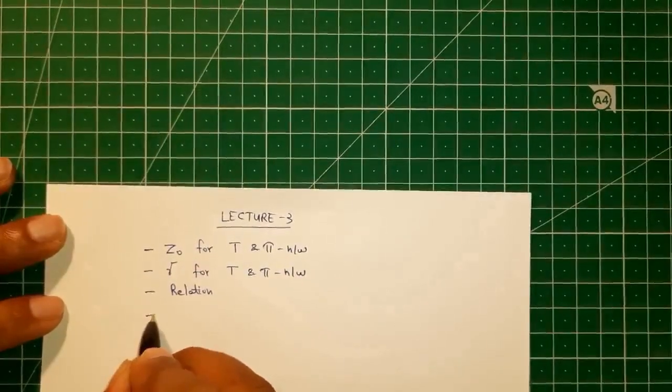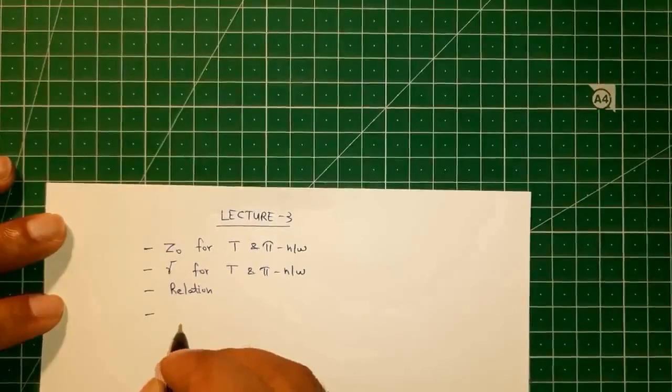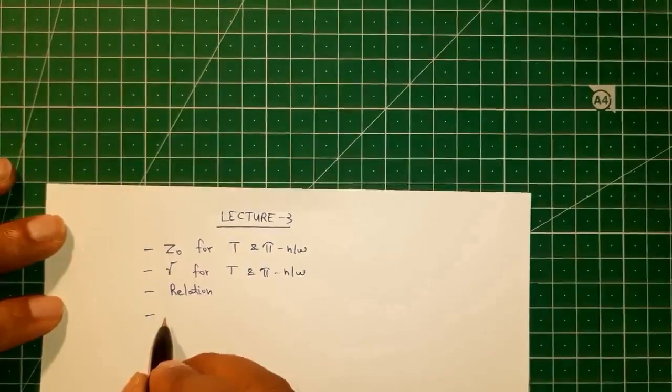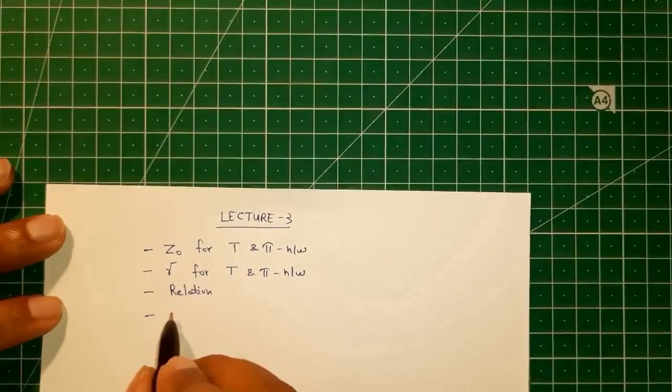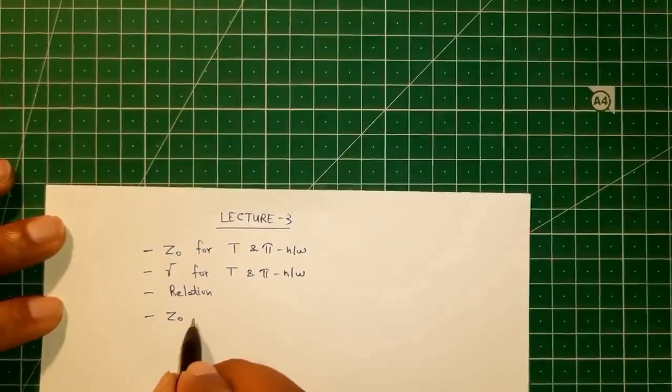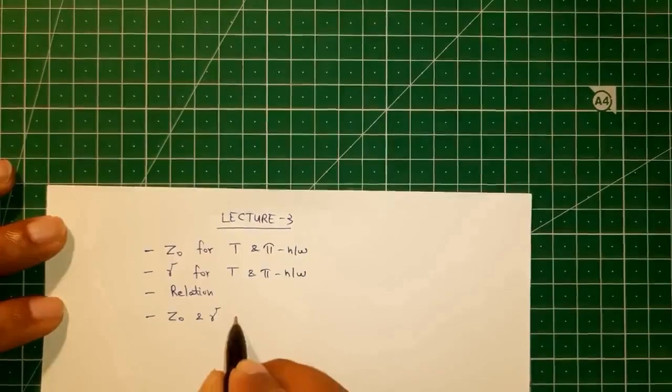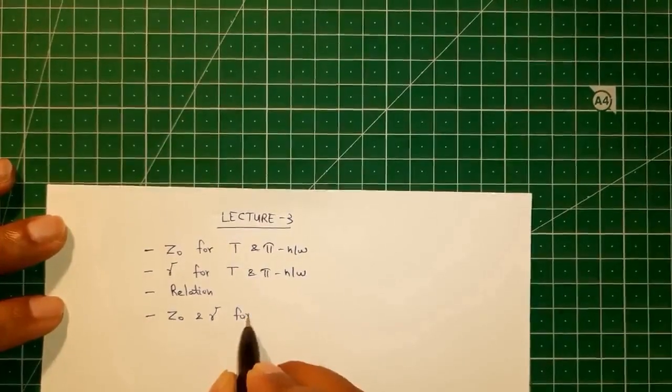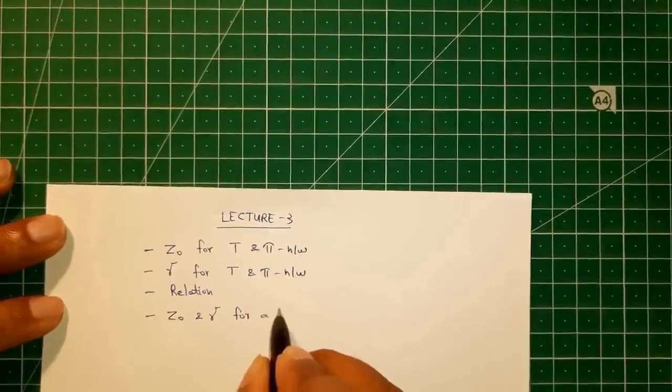Also, we will take up the example of a lattice network, a general lattice network, and try to find out its characteristic impedance Z0 and gamma for a lattice network.